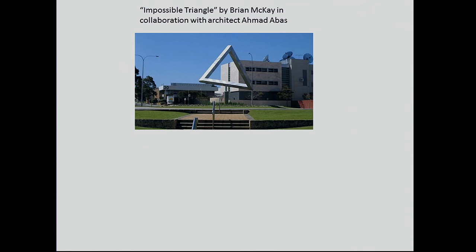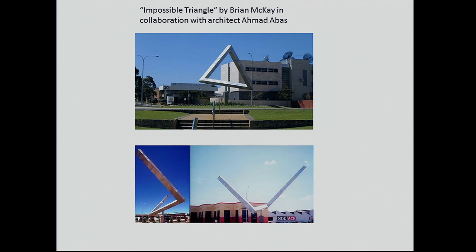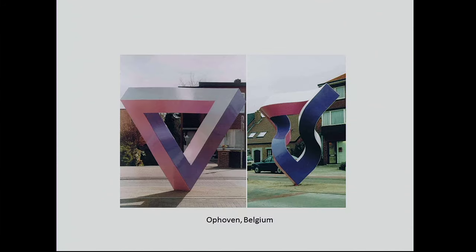And you can make impossible objects with very large dimensions. This is an impossible triangle in Australia. It's very large, building size. Now this is from a specific angle, and this is from a couple of different angles. A different way of making an impossible triangle, this one in Belgium.